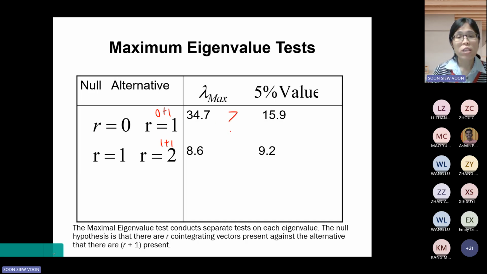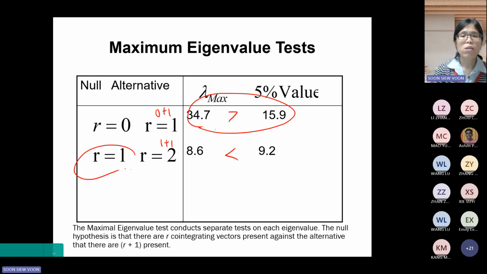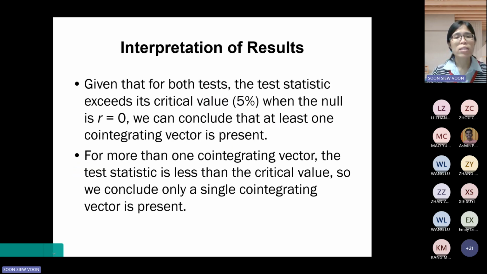So it's significant, okay? So we can say that we reject the null. So it's only one vector, R equals to 1 in this case. But this one is less than 9.2, so we fail to reject. Fail to reject means R equals 1 in this case. Only one vector. So we exceed the critical value when R equals 0, so we can conclude that at least one co-integrating vector is present. For more than one co-integrating vector, it is less than the critical value, so we can say only one co-integrating vector is present.